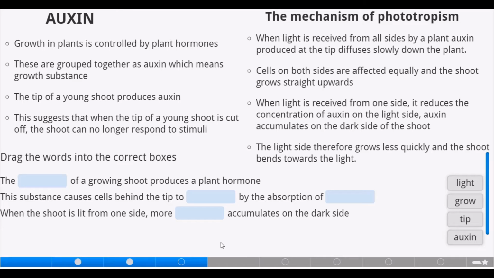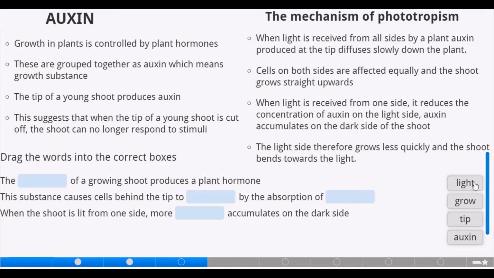We should take note of this. Cells on both sides are affected equally and the shoot grows straight upwards. When light is received from one side, it reduces the concentration of auxin on the light side, and auxin accumulates on the dark side of the shoot. The light side therefore grows less quickly, and the shoot bends towards the light.